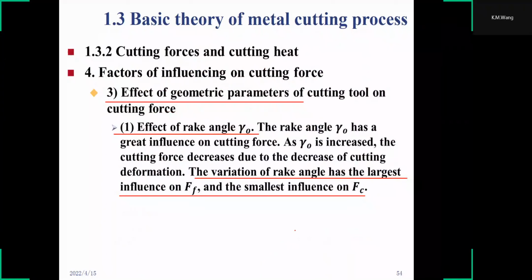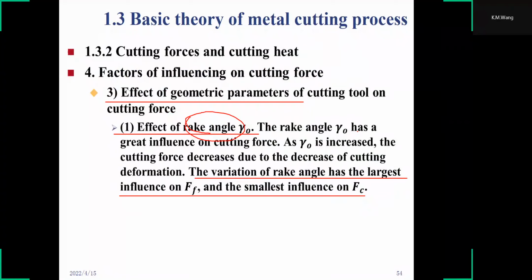And the third is the effect of geometrical parameters of cutting tools on cutting force. The first is the effect of the rake angle. The rake angle is very important for the influence on the cutting force. The rake angle has a great influence on cutting force.